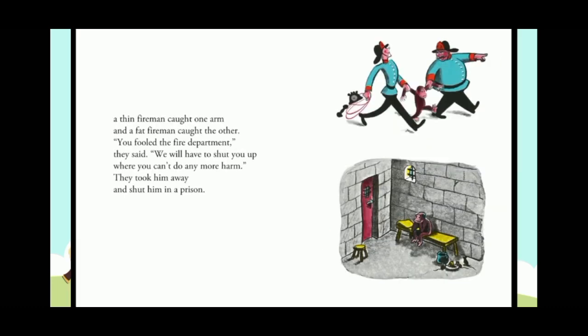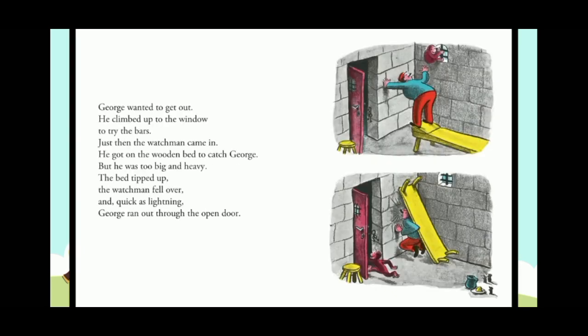A thin fireman caught one arm and a fat fireman caught the other. "You fooled the fire department," they said. "We will have to shut you up where you can't do any more harm." They locked him away and shut him in a prison. George wanted to get out. He climbed up to the window to try the bars.